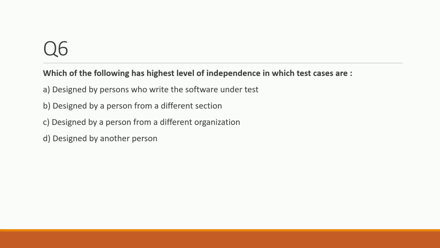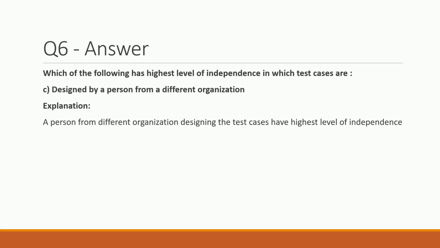So question 6: which of the following is the highest level of independence in which test cases are designed by the person who writes the software under test, designed by a person from a different section, designed by a person from a different organization, or designed by another person? And the correct answer is C. A person from a different organization designing test cases has the highest level of independence.